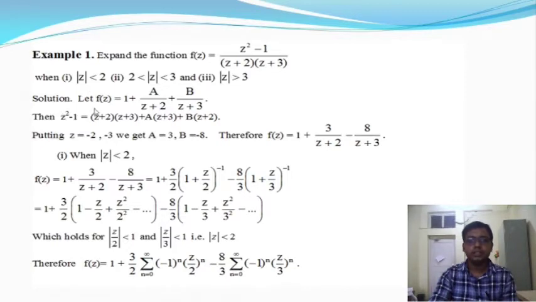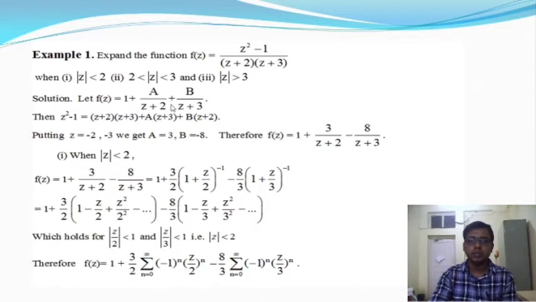Here is the solution. So this is actually the function f of z, f of z equal to (z square minus 1) by (z plus 2) into (z plus 3), which can be decomposed into partial fractions: 1 plus a by (z plus 2) plus b by (z plus 3).